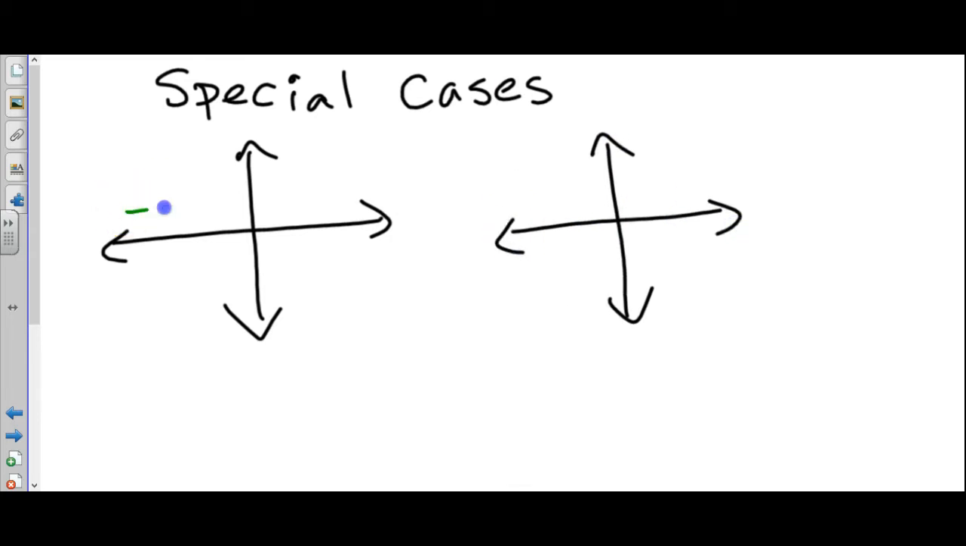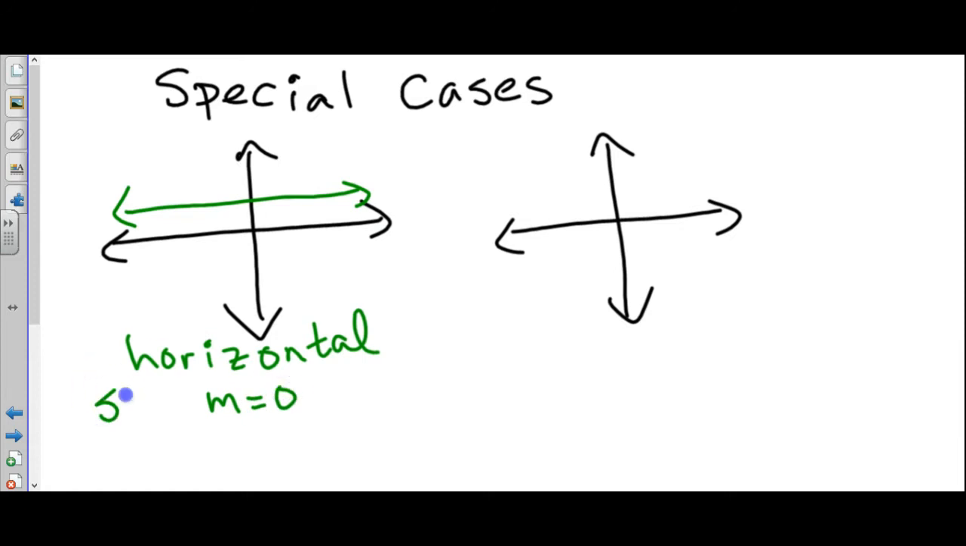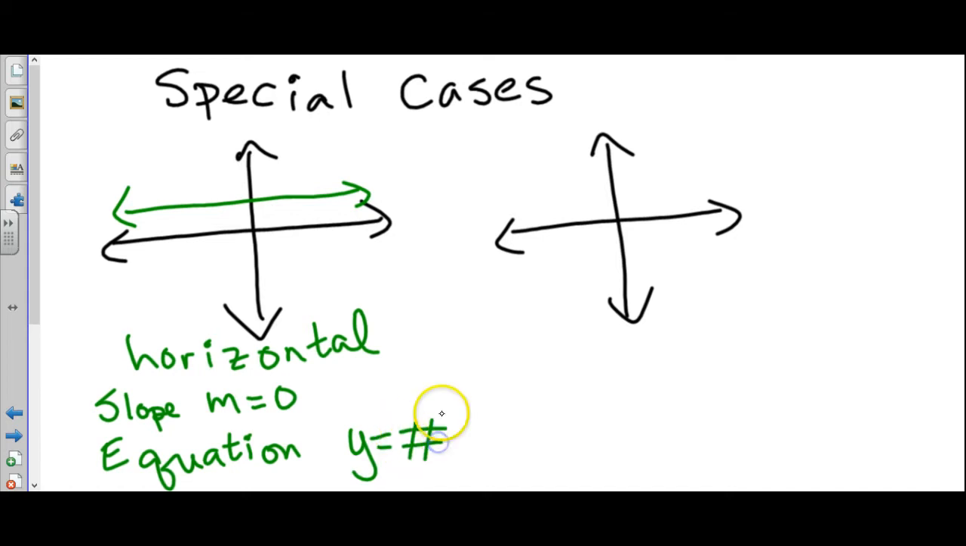So when you have a horizontal line, this line has a slope of 0. And then the equation is y equals a number. I'm going to use the number symbol. I know that has now become the hashtag symbol, but it was originally just a symbol to mean number. So if my graph were up 2, this one specifically would be the line y equals 2.